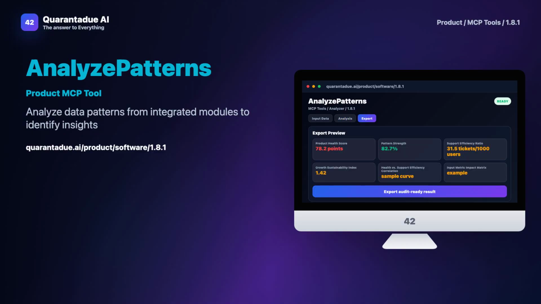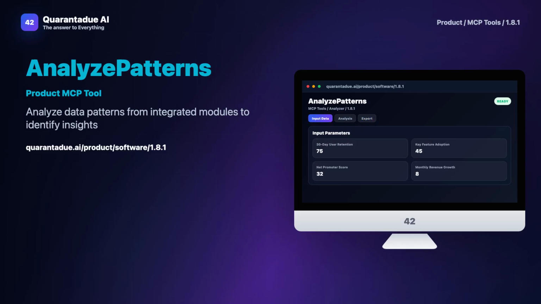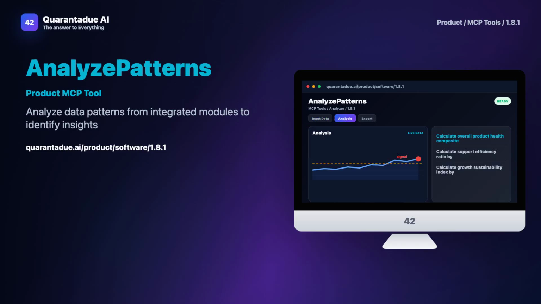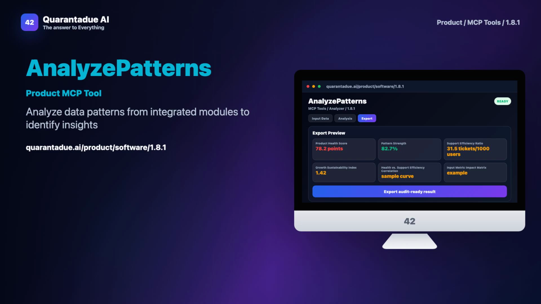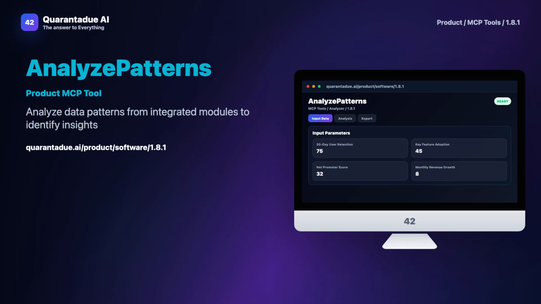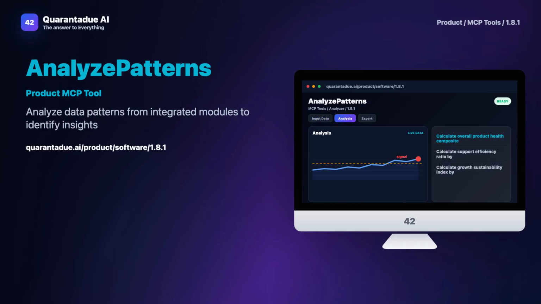You'll learn why traditional methods fall short, the technical approach behind effective pattern detection, and how software like AnalyzePatterns can transform your product decision-making. The problem starts with data silos. In product development, data comes from various sources: analytics platforms, CRM systems, support tickets, and each is often managed separately.